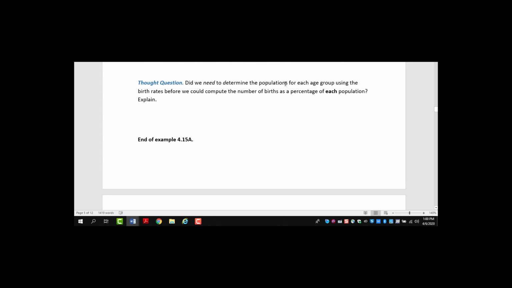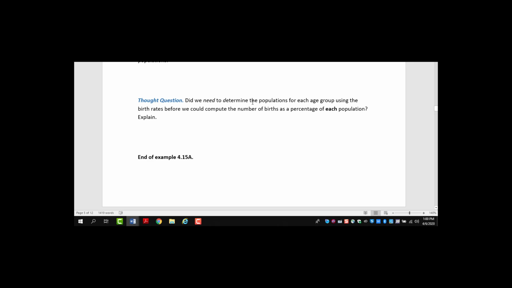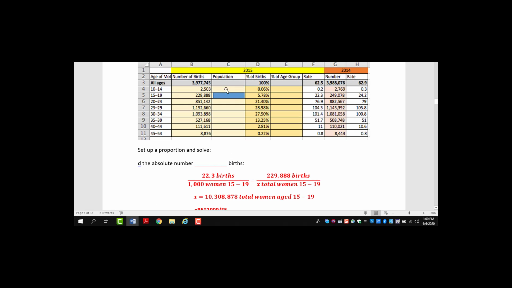Did we need to determine the populations for each group using the birth rates before we can compute the number of births as a percentage of each population? Did we need to determine this before we can determine the percent of age group in each population? It's an interesting question. Give you time to think about it. And the answer is really yes.